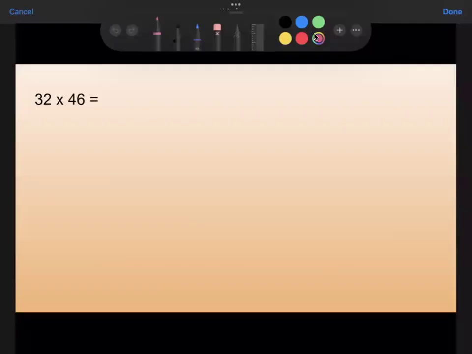46 has a 4 in the tens place, so that represents the value of 40. And it has a 6 in the ones place, which represents the value of 6. Now what I'm going to do is multiply each of these times 32, or the other number. And I'm actually going to put the 32 on top of the 6 here. The reason I did that is because when you're using the standard algorithm, what you want to do is put the number with the most digits on the top. So let's do that one first.